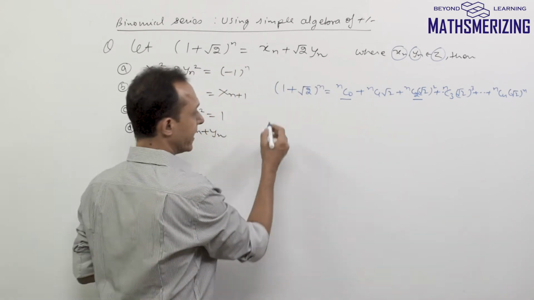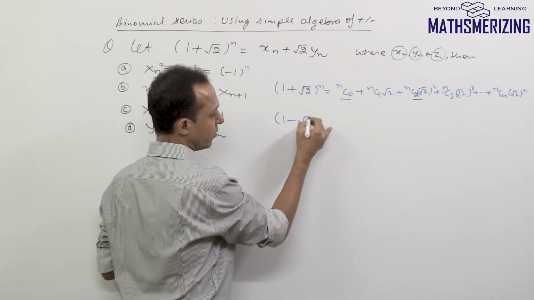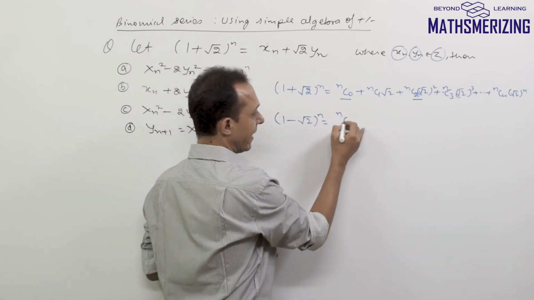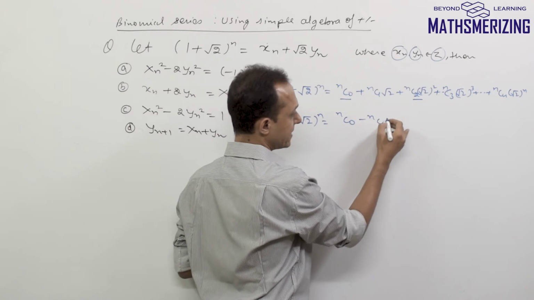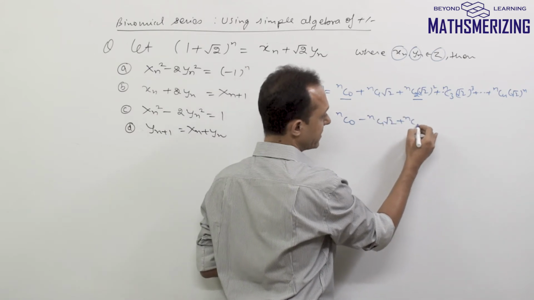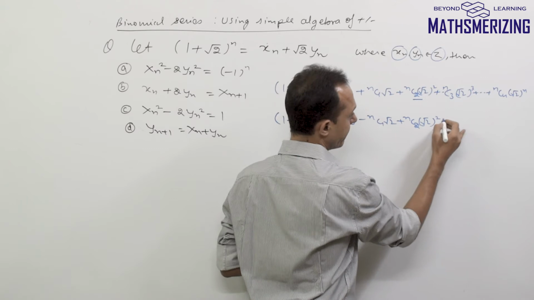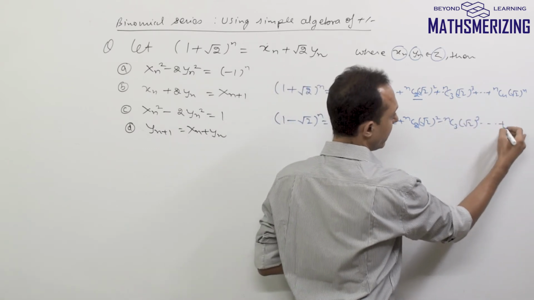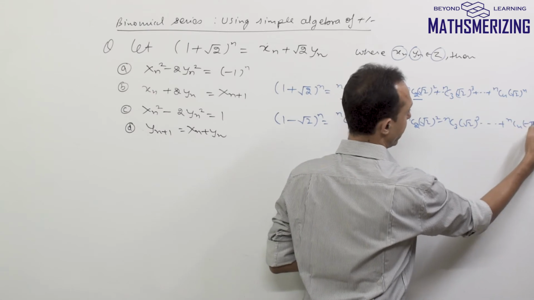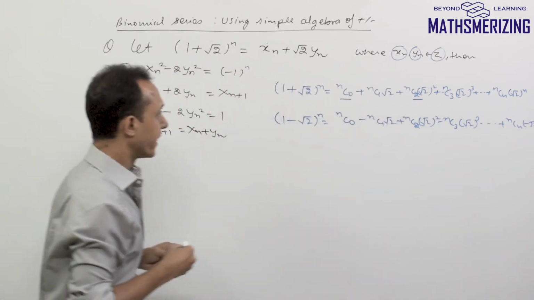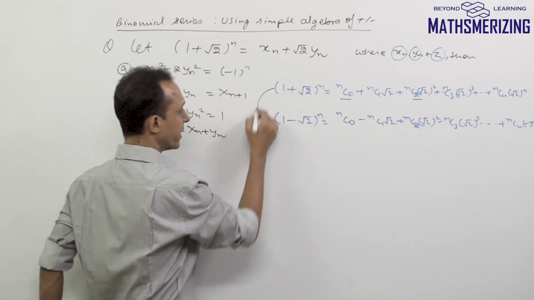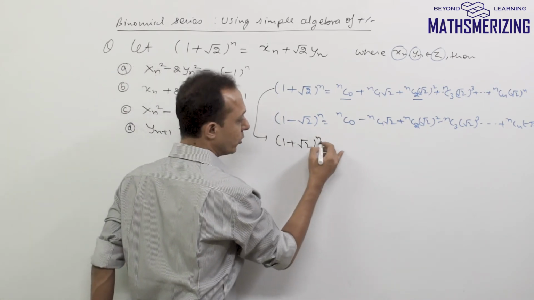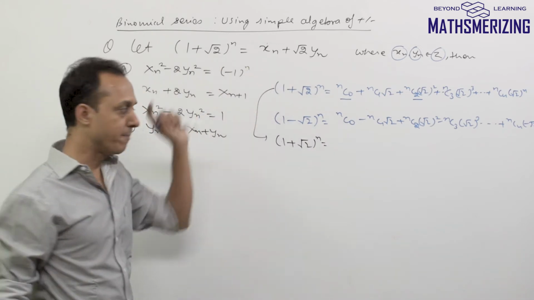So if I have to write the expansion of (1 - √2)^n, I'll simply know this expansion will be nC0 - nC1 √2 + nC2 (√2)² - nC3 (√2)³ and so on up to nCn (-√2)^n. So what I can do is simply write this one as, so what's given? It's given that (1 + √2)^n is nothing but xn + √2 yn.